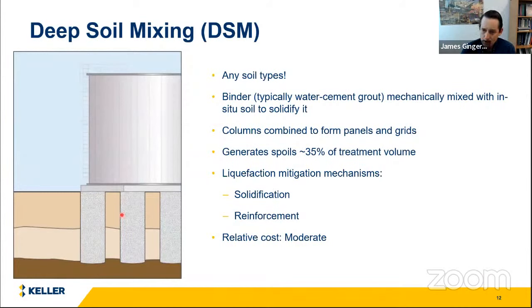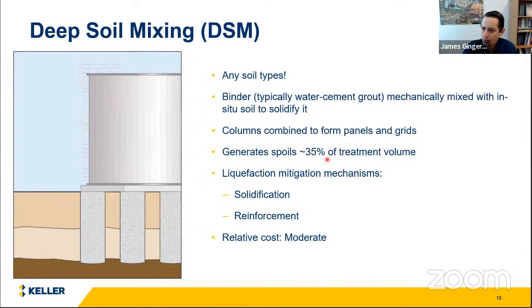So we can combine these columns to create panels and grids, but basically you're changing the composition of the soil from a soil, a sand or a silty sand, into a soilcrete, which is kind of like a weak sandstone type of material, with compressive strengths that range from on the order of 100 psi to maybe even over 1,000 psi in some cases.